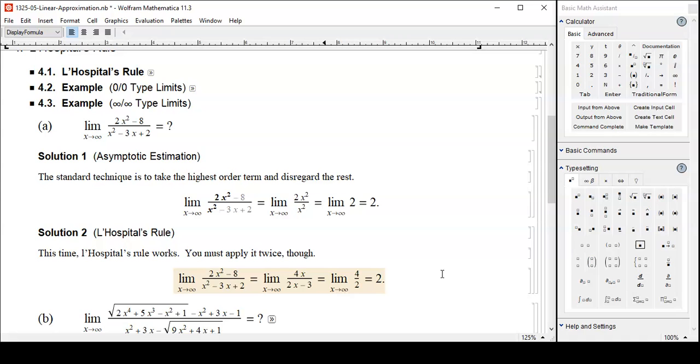So which do you prefer? Me, I prefer asymptotic estimation infinitely more. Number 1, because this always works. That's the biggest reason. Number 2, it's simple. By itself, it's simple. Now, how's L'Hopital's rule? It does not always work. That's the biggest problem. When it works, it's not too bad, as you can see, but it does not always work.